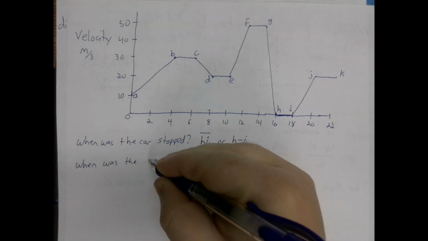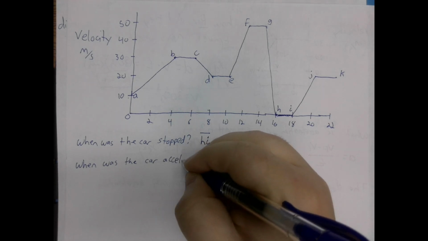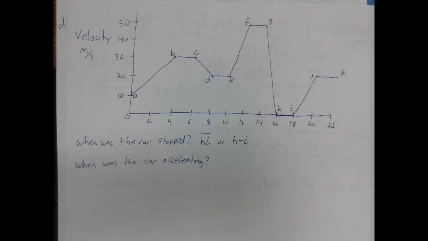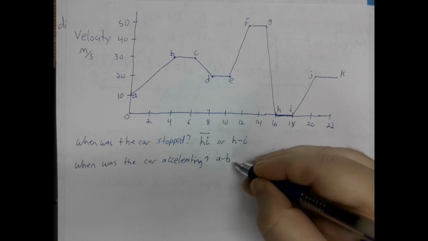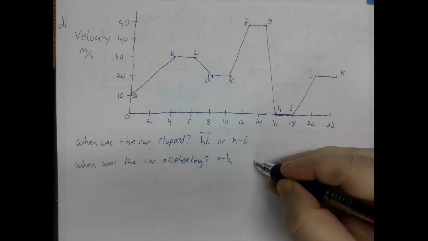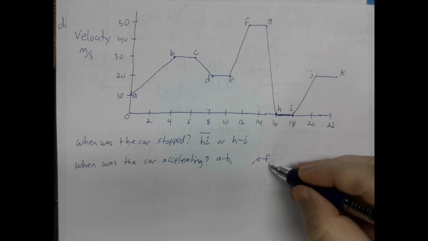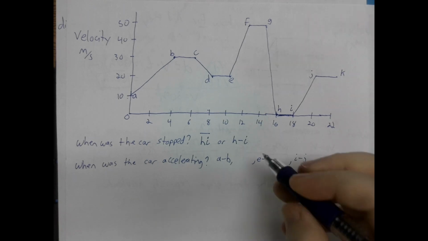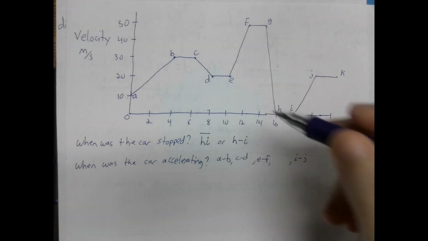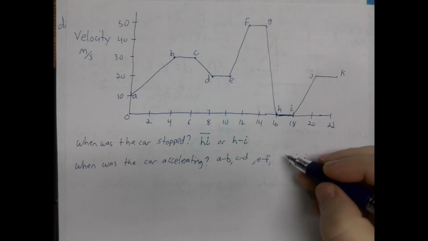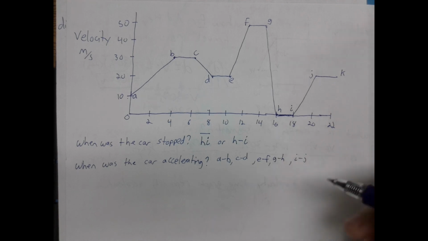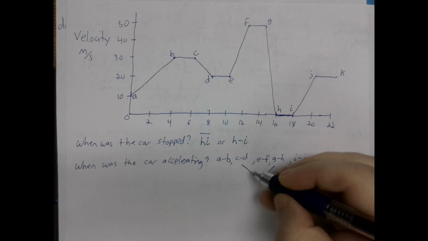When was the car accelerating? Which line segments are when the car is accelerating? A, B, which one? And E and F, and I and J. Technically, C, D also. This is when it's decelerating, but decelerating is just negative acceleration. And G, H. So these two are technically negative acceleration.